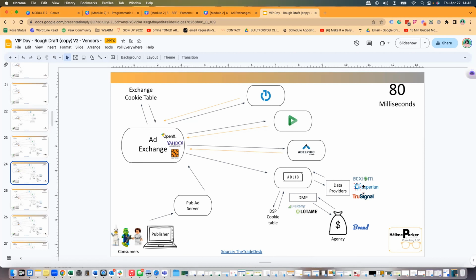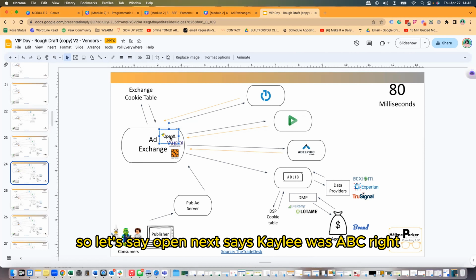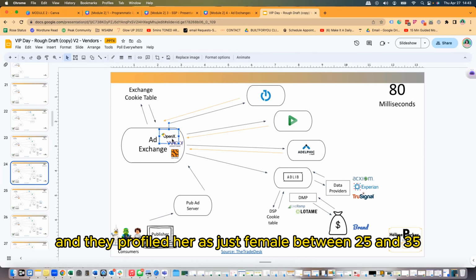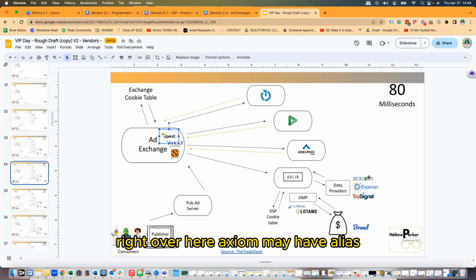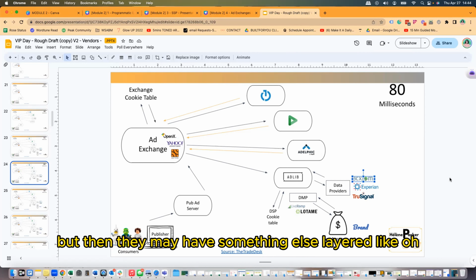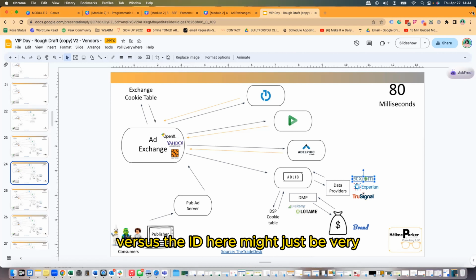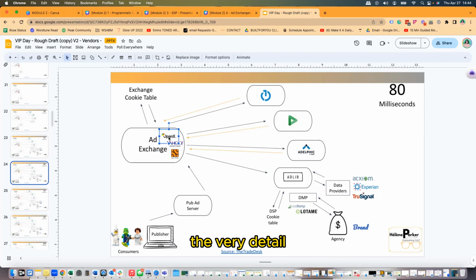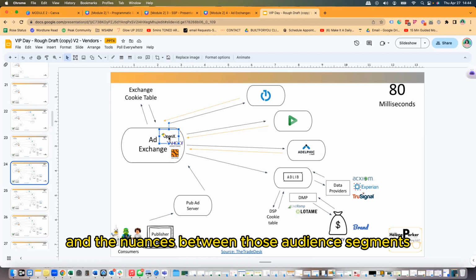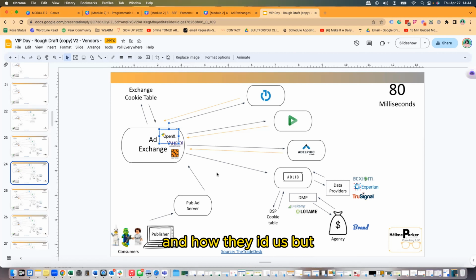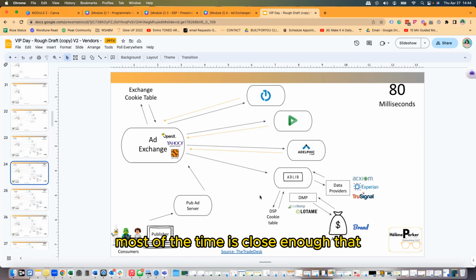Okay, so let's say OpenX says Kaylee was ABC, right? And they profiled her as just female between 25 and 35. Over here, Axiom may have Kaylee as female 25 to 35 with another ID number, but then they might have something else layered, like, oh, they're female, and we're sure they're female because they purchased this, versus the ID here might just be very, very general. So that's the detail and the nuance between those audience segments and how they ID us. But most of the time it's close enough that you will be able to tell.